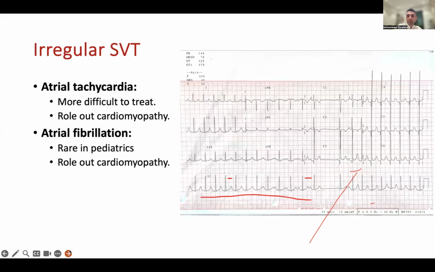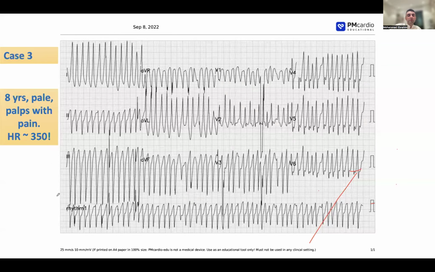Questions, guys? We're approaching the end here. So this is, I think, our last case. This is a more difficult case. An 8-year-old patient presented pale, very ill-looking, with palpitations and chest pain, and the heart rate is almost above 350.